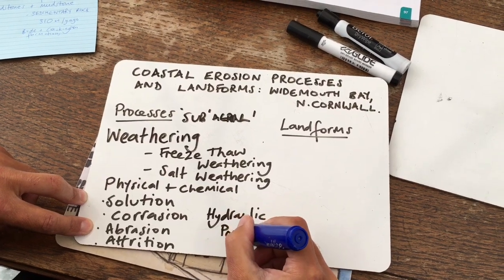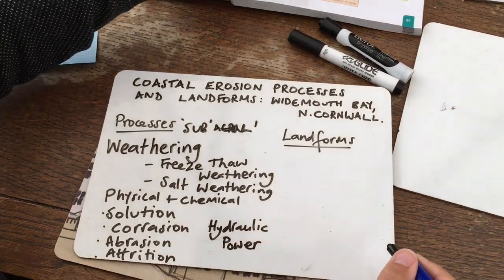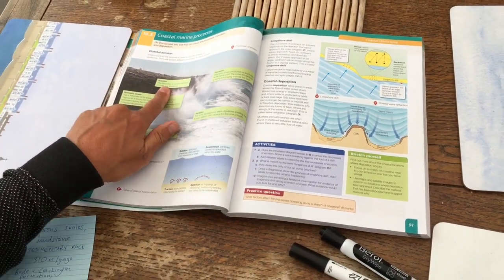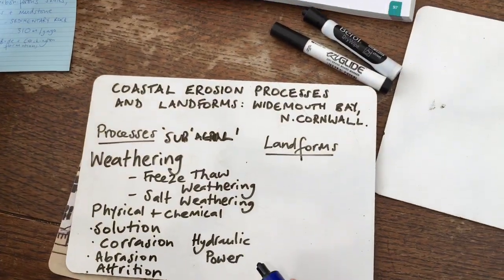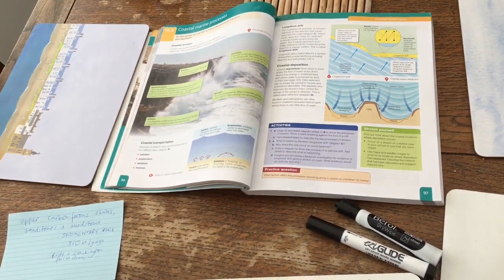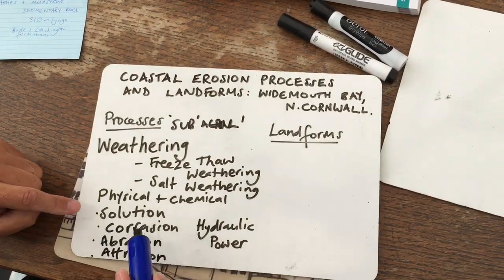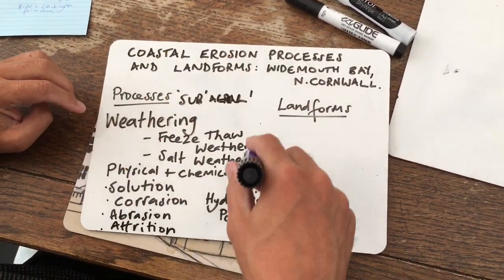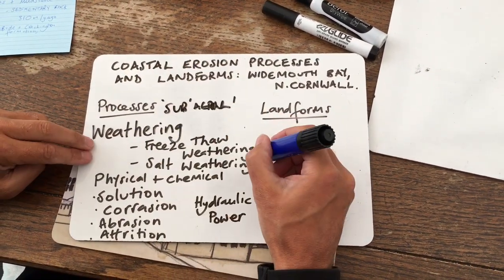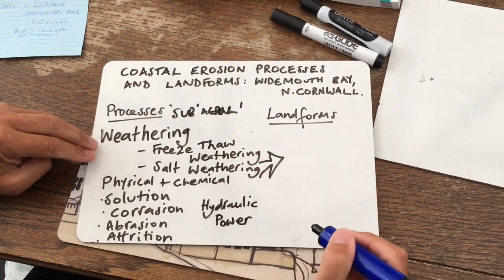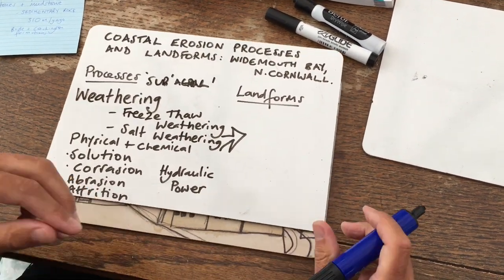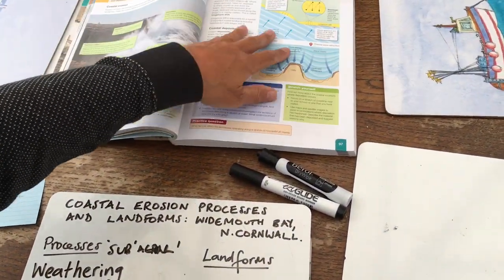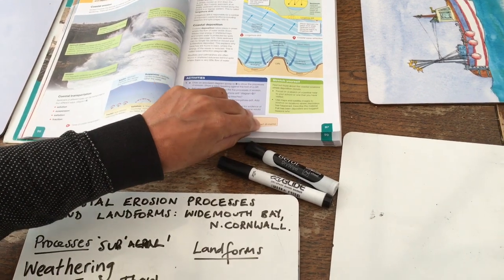Corrosion used to be the one which talked about solution. Really, corrosion was also solution, but I think they've changed it to make it simpler. So basically, you've got your solution, corrosion, abrasion, attrition, hydraulic power. Now all those act on the cliff, and they form a series of different landforms. They move the material, you get deposition and transportation, page 97, which we've talked about.